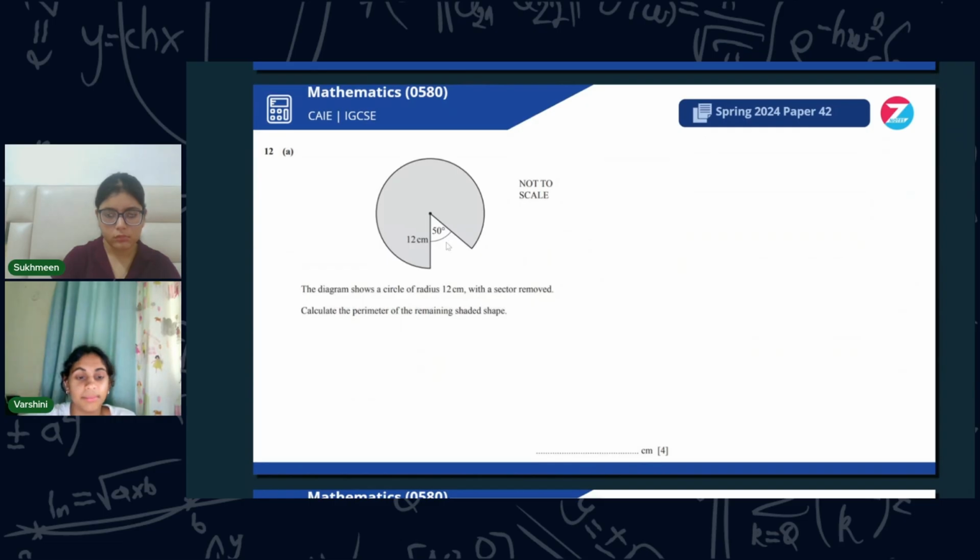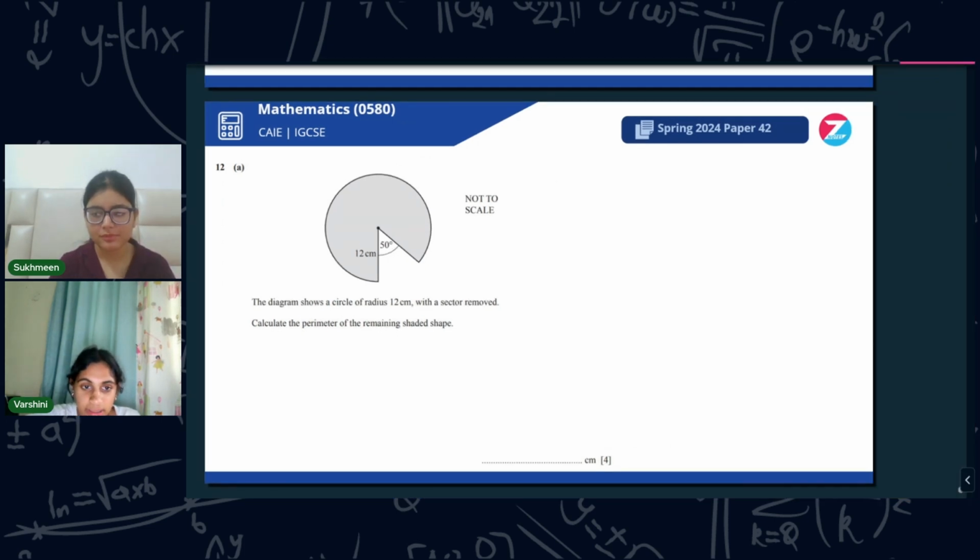Okay, for the last question. The diagram shows a circle of radius 12 centimeters with a sector removed. Calculate the perimeter of the remaining shaded shape. So we know that for a circle, if this much is 50 degrees, then this entire angle is going to be 360 minus 50, because a full circle is 360. So if you do 360 minus 50, you should get 310.